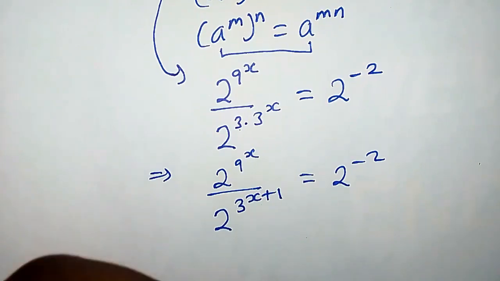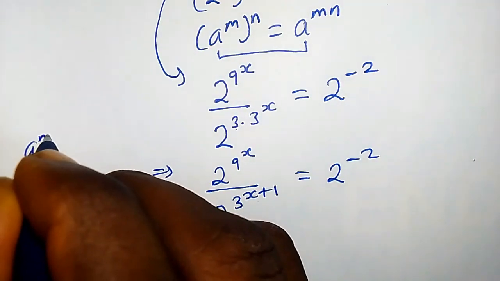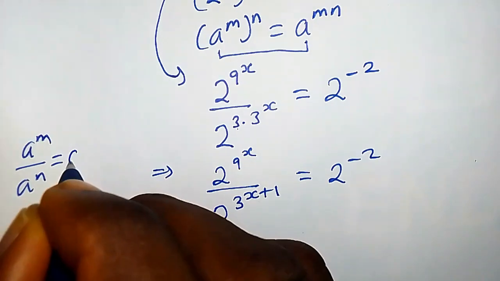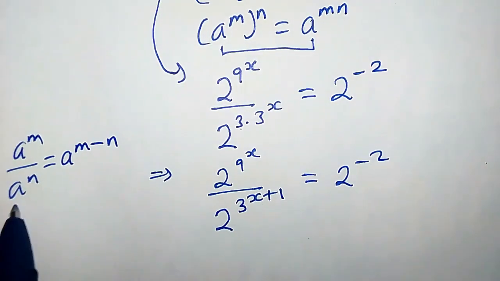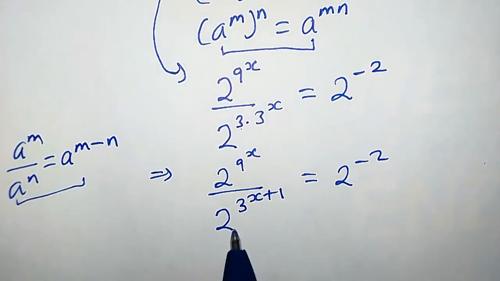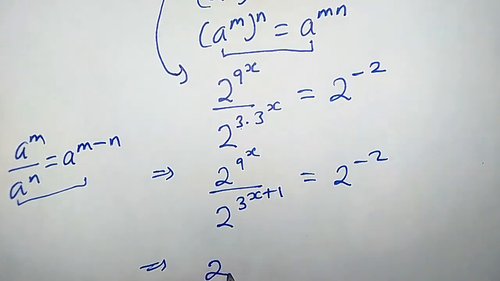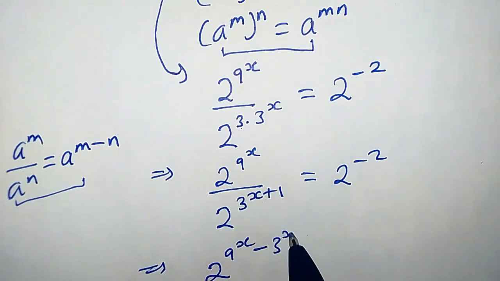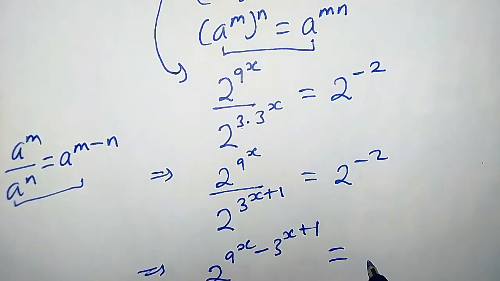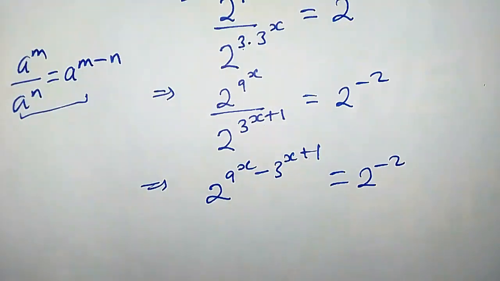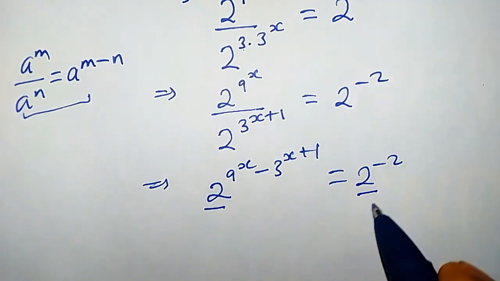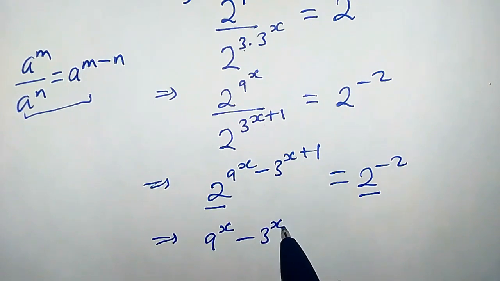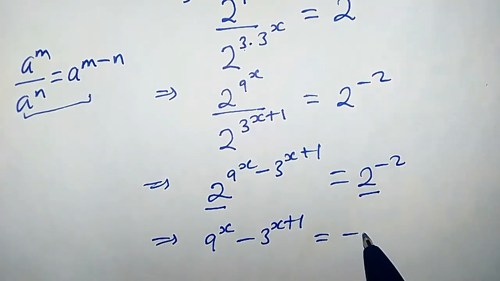Now, recall that whenever we have a raised to power m over a raised to power n, this can be written as a raised to power m minus n. So we are going to impose this property on this expression. That means we're going to have 2 raised to power 9 raised to power x minus 3 raised to power x plus 1, which equals 2 raised to power negative 2. Now, the base happens to be equal. So this implies 9 raised to power x minus 3 raised to power x plus 1 equals negative 2.